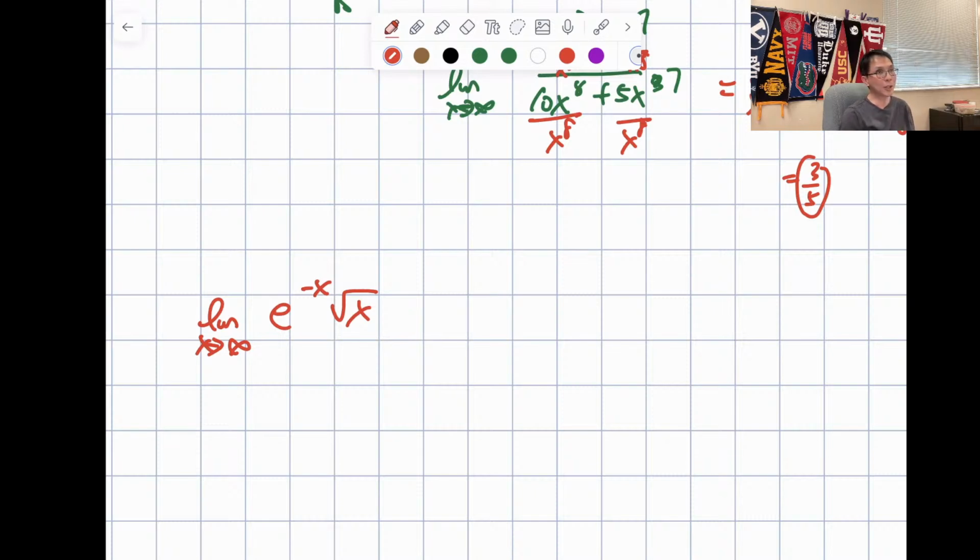Don't use chain rule because there's no chain. Well, hold on a second. It does have a chain rule on e to the negative x. I'm sorry. It's a very, very small chain rule, but it is true.